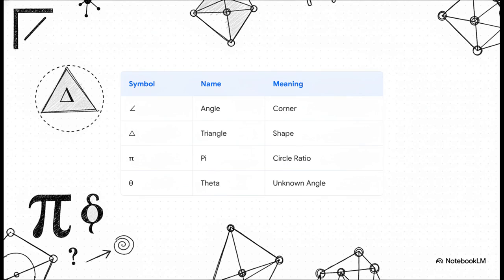Instead of writing out a whole paragraph, we have this universal shorthand for an angle, a crisp visual cue for a triangle, and of course the iconic pi symbol, which represents that mind-bending, infinite ratio of a circle's circumference to its diameter. Oh, and then there's theta, which acts as this really elegant placeholder for an unknown angle. These symbols give us a perfectly clear blueprint of the physical world.